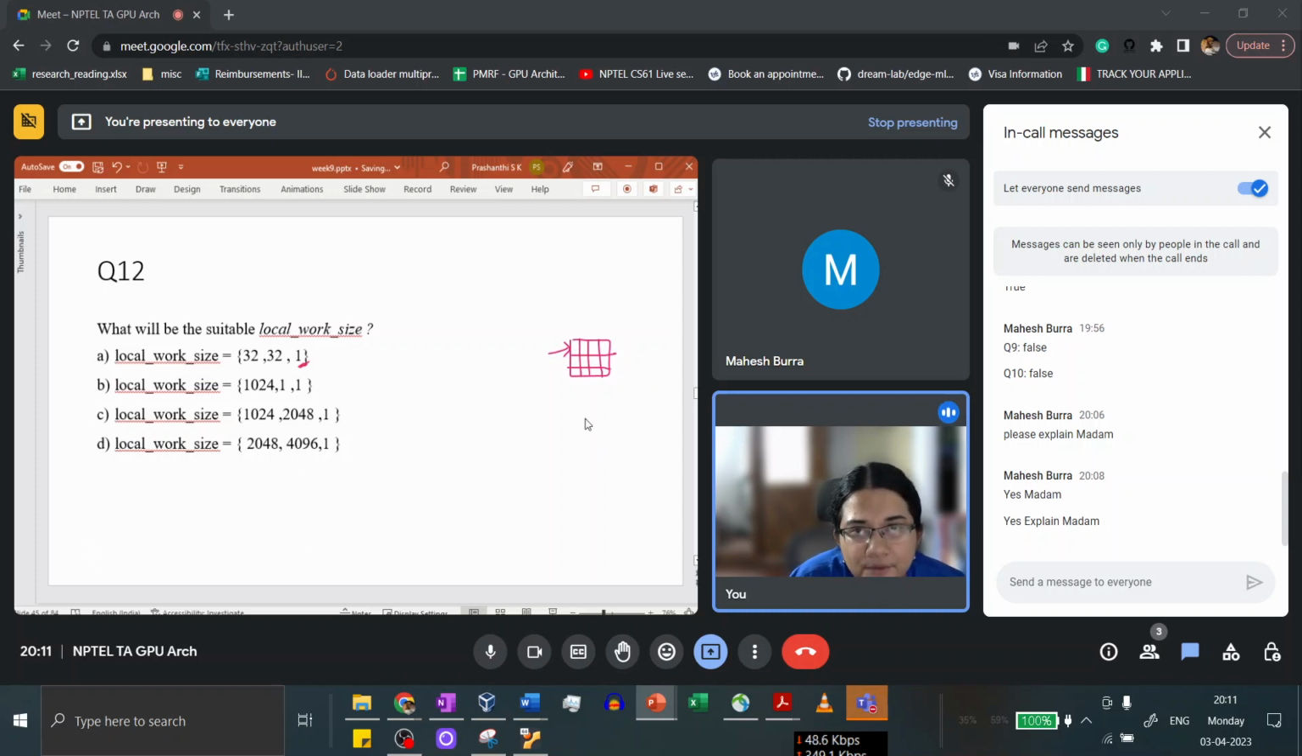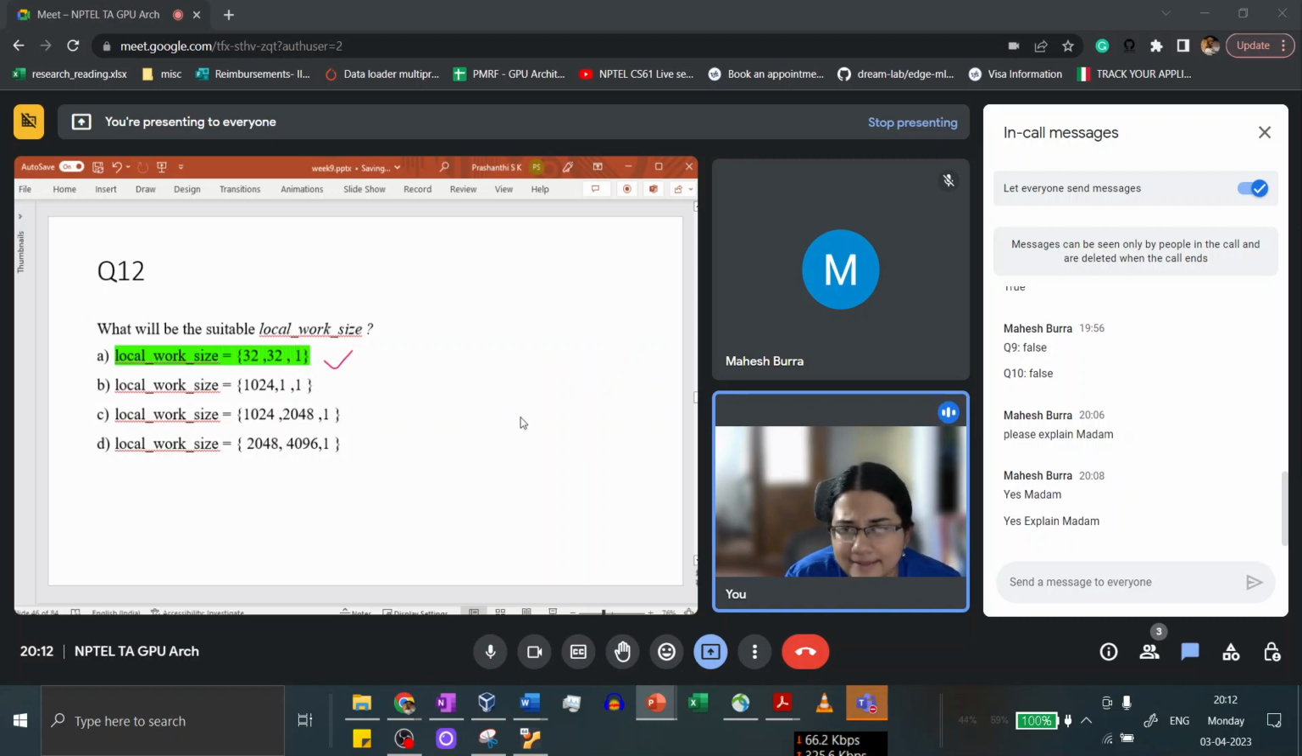You need 1024 threads. Now you can either have that as 32 by 32, or you can have that as 1024 comma 1. These two options are first of all ruled out. You can have either of these, but again going with our intuition that the dimensions should be similar to the problem size. Since the problem is 2D, we would like to have the number of threads also as 2D. So we would go with 32 comma 32 comma 1.